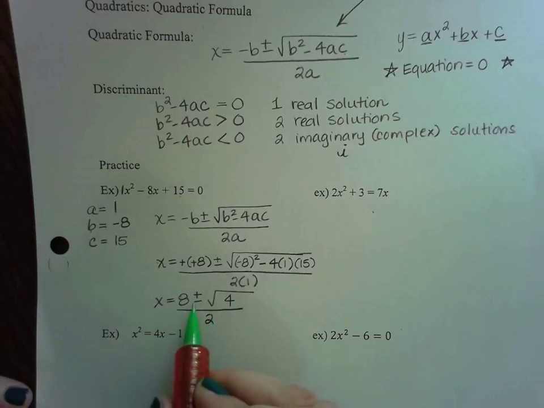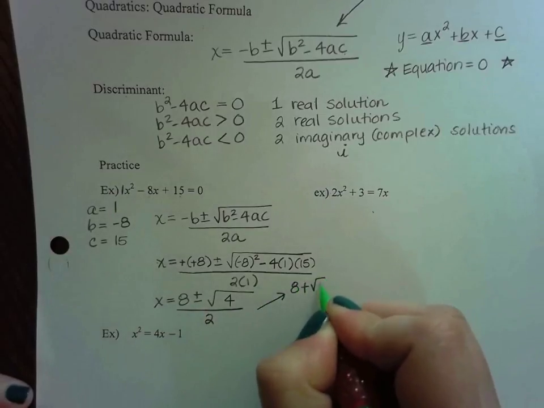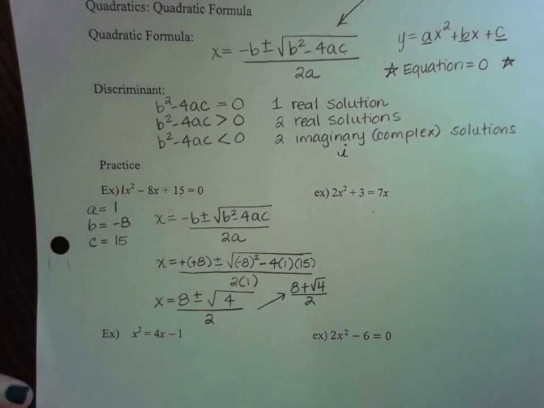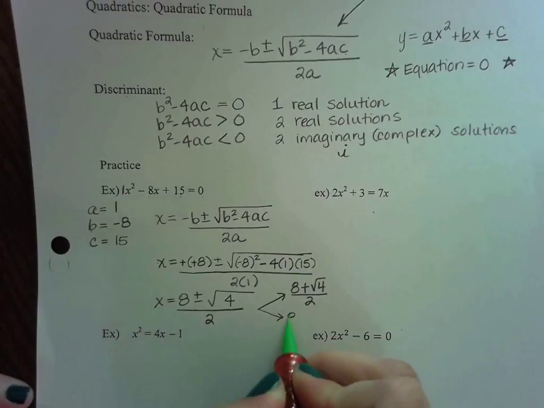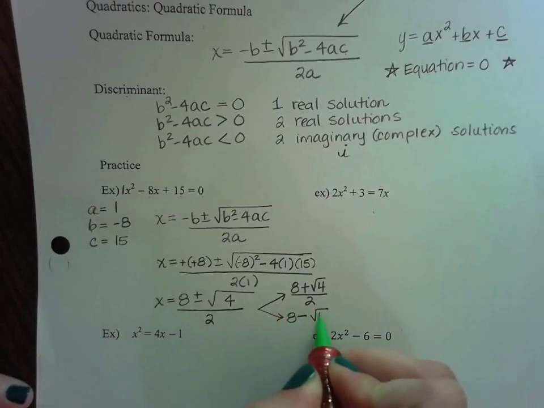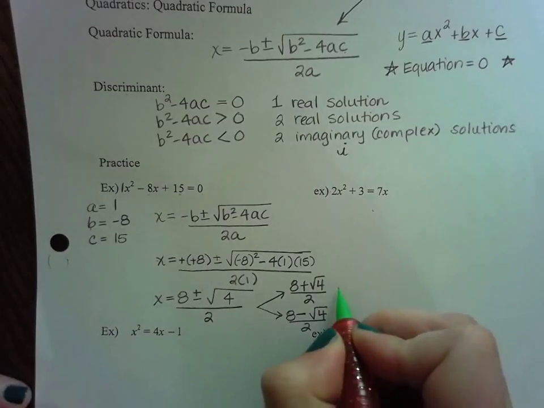So one answer is going to use the plus sign, the other answer is going to use the minus sign. So this will be 8 plus the square root of 4 all over 2, and we're going to simplify that. The other answer will be 8 minus the square root of 4 all over 2. So, 2 answers.